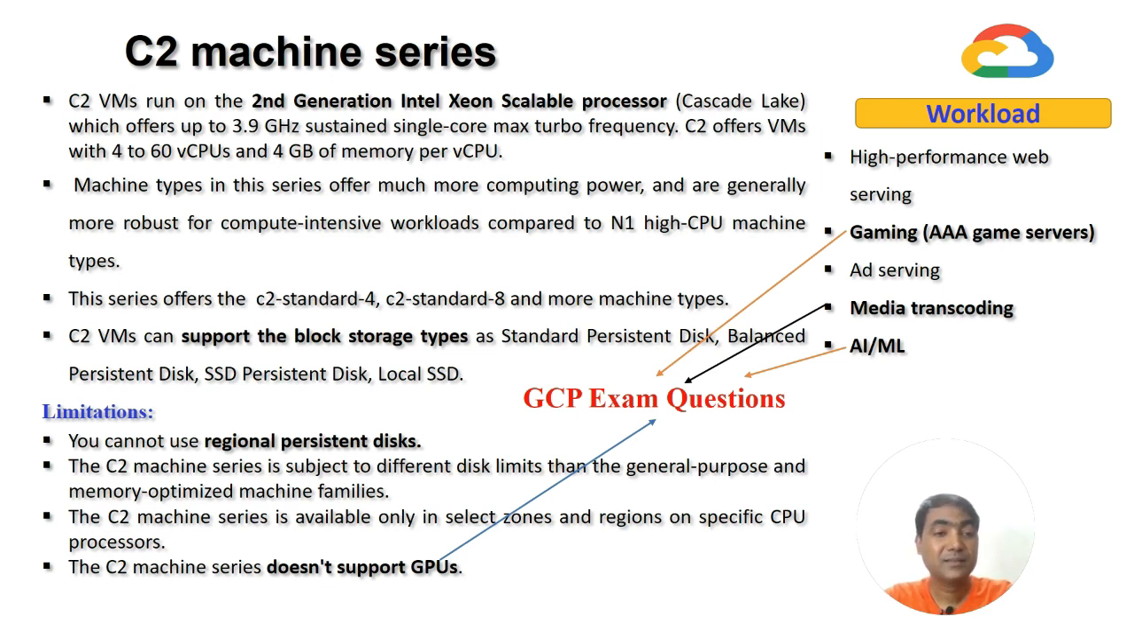As you can see here, some limitations of the C2 machine series: you cannot use the regional persistent disk here. The C2 machine series is subject to different disk limits than the general purpose or memory optimized machine families. The C2 machine series doesn't support GPU. The C2 machine series is available only in selected zones and regions on a specific CPU processor.